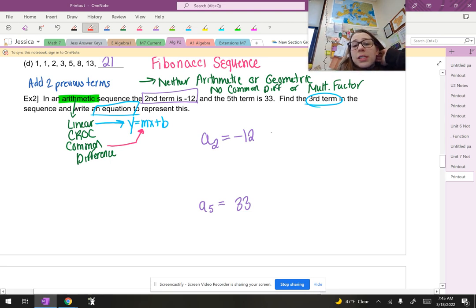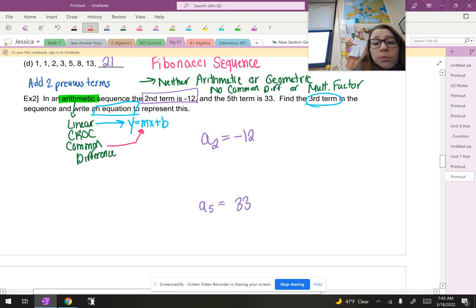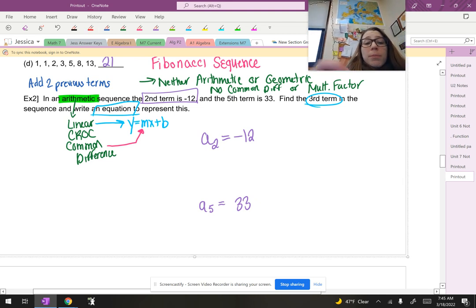So if you look here, we started with a sub 2, which is negative 12, and a sub 5 is 33. So off the bat, is this increasing or decreasing? Does that mean my common difference is going to be positive or negative? It's going to be positive because I'm going from a negative up to a positive. Because this is arithmetic, there is some common difference, d, that I need to add to get from one term to the next.